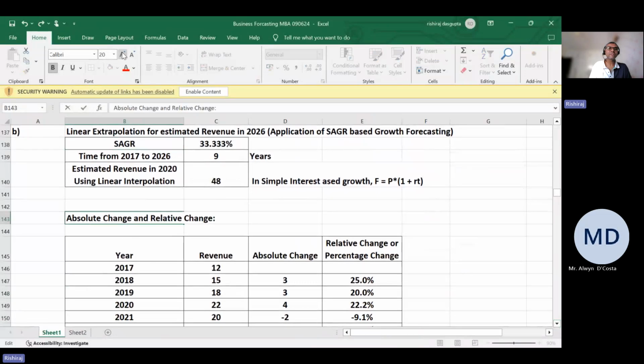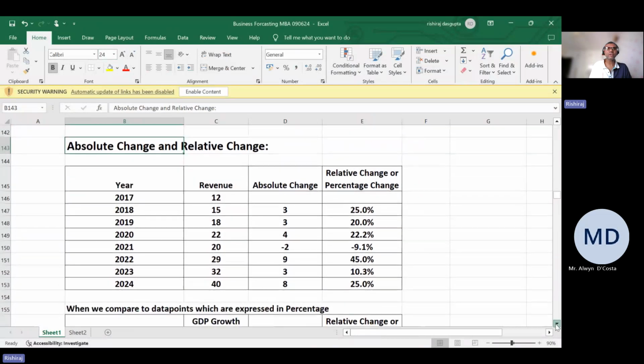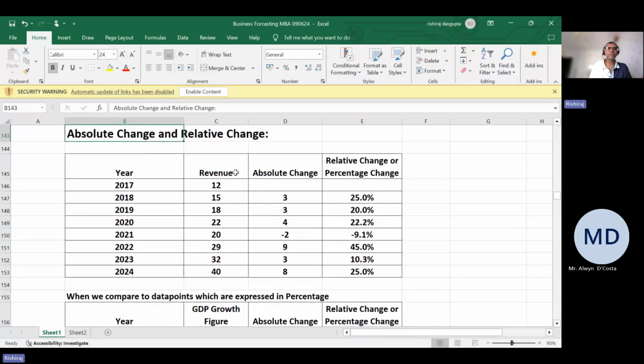Absolute change and relative change we have learned for a value which is not expressed in percentage or decimal, like 12 crore, 15 crore, 18 crore. These are not already expressed in percentage. Then this is very clear to understand what is the absolute change and what is the relative change.